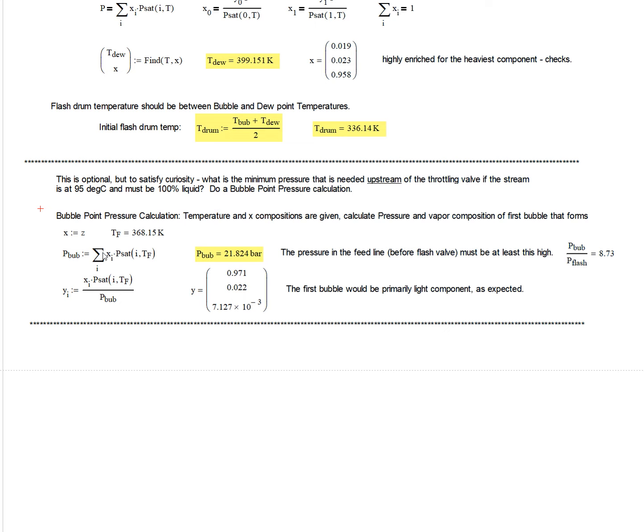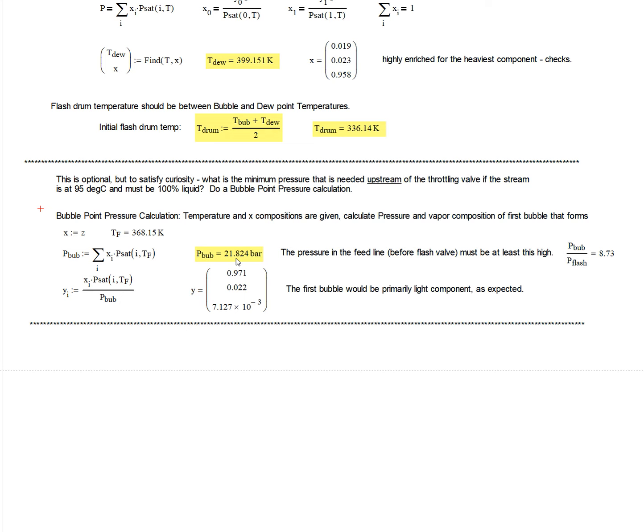We can figure out that pressure by doing a bubble point pressure calculation where the X values, the liquid mole fractions, are equal to our feed, and then we can solve for that bubble point pressure and composition. What this tells us is that the bubble point pressure at that temperature and those concentrations is going to be 21.8 bar.